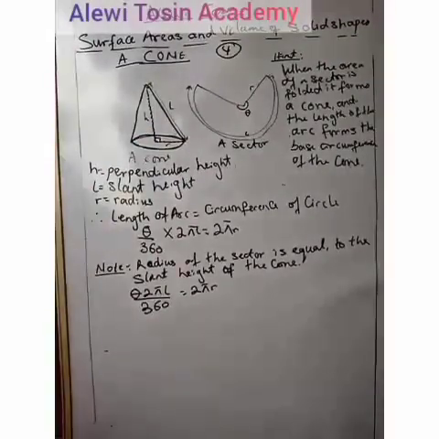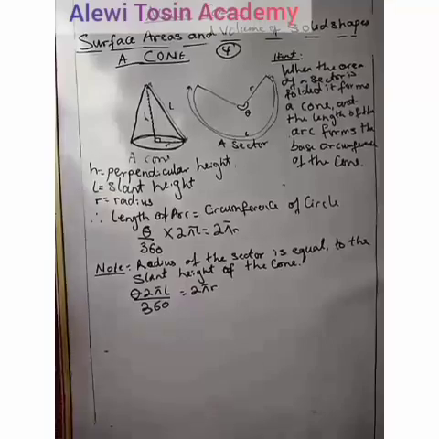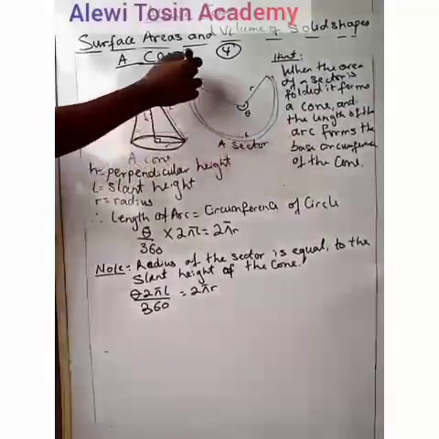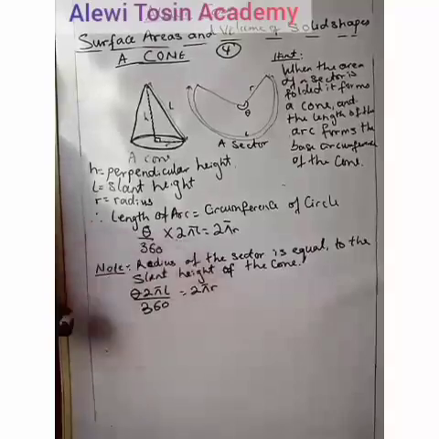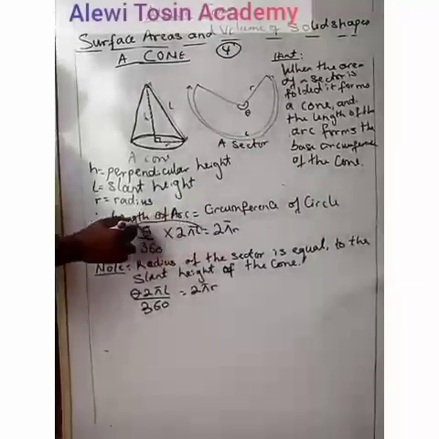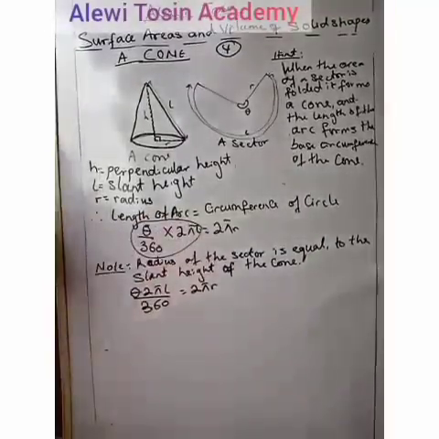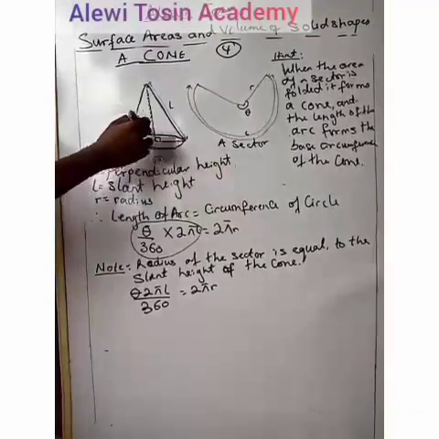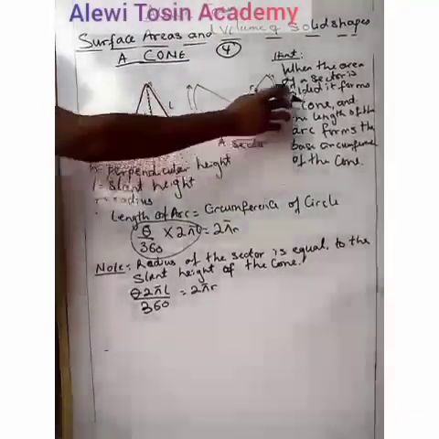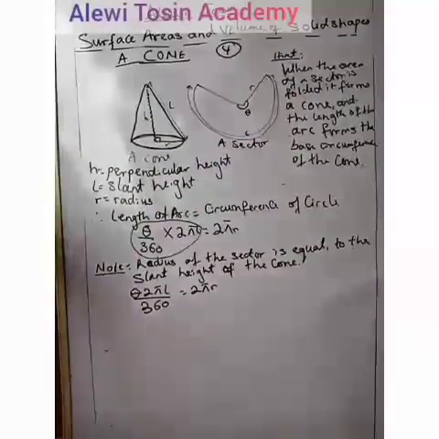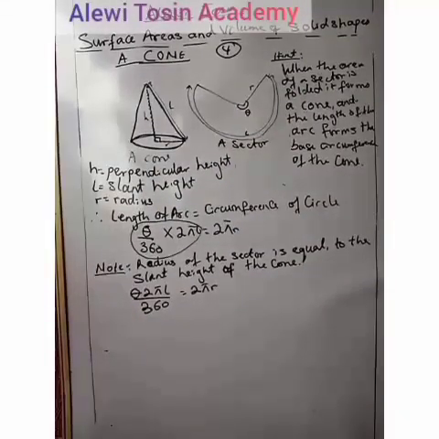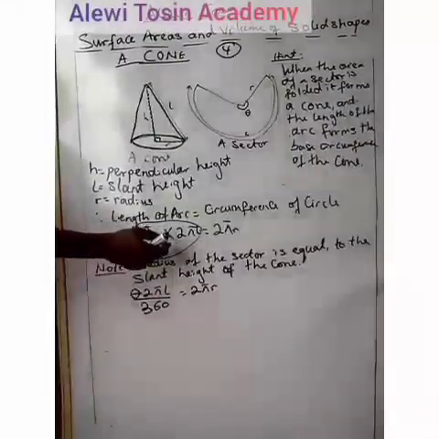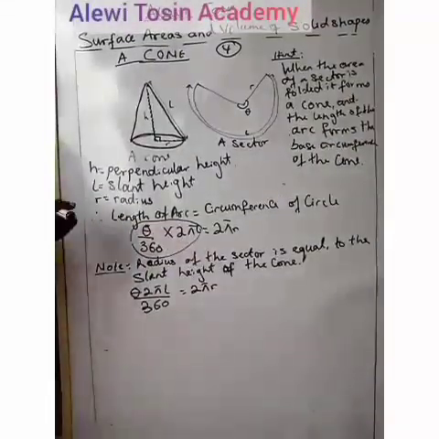Now, while getting that from the area of a sector, we need to also take note that the length of arc of a sector gives the base circumference of the cone. So we can say that theta over 360 times 2 pi L. In this case now we use pi L.